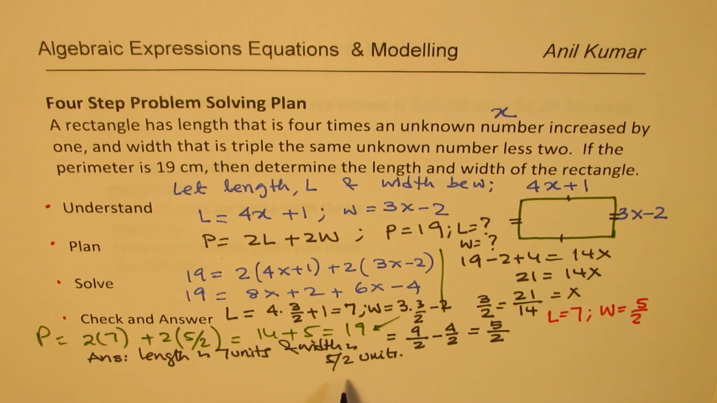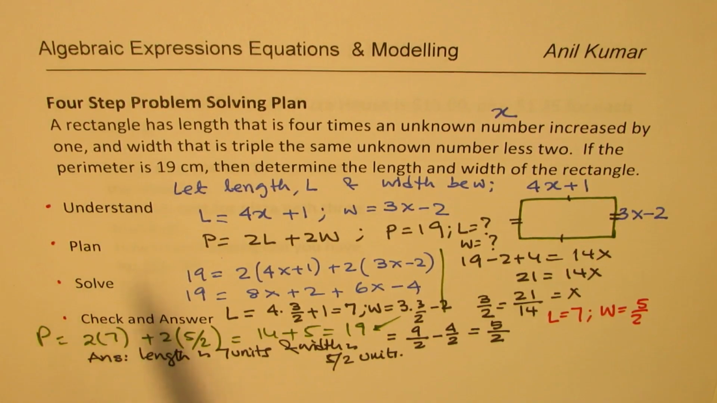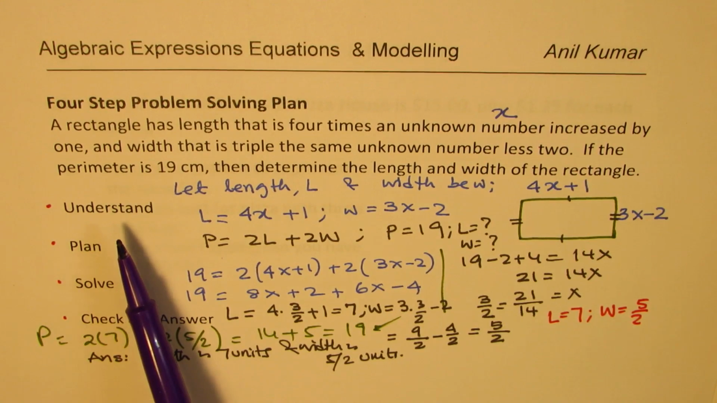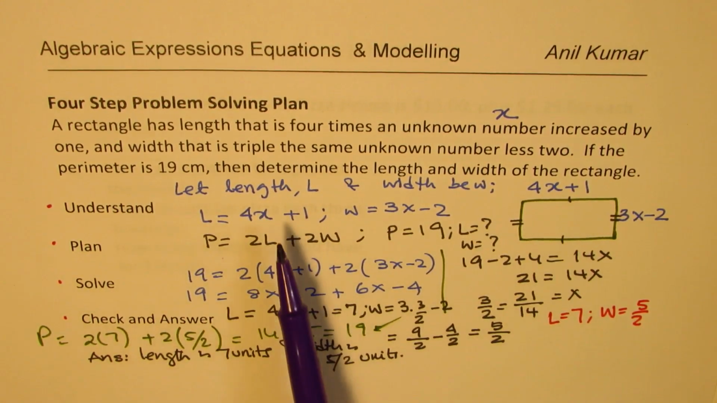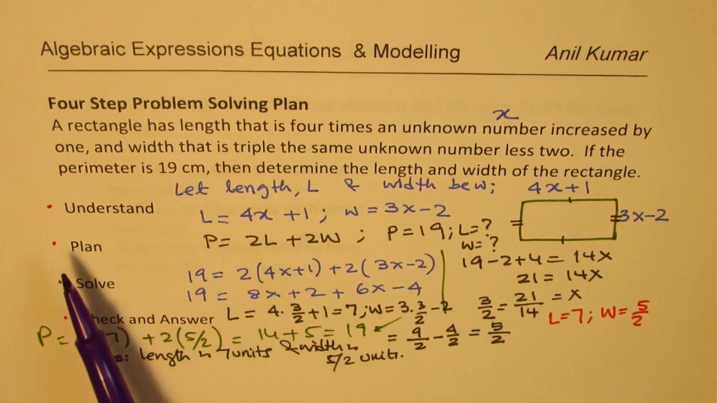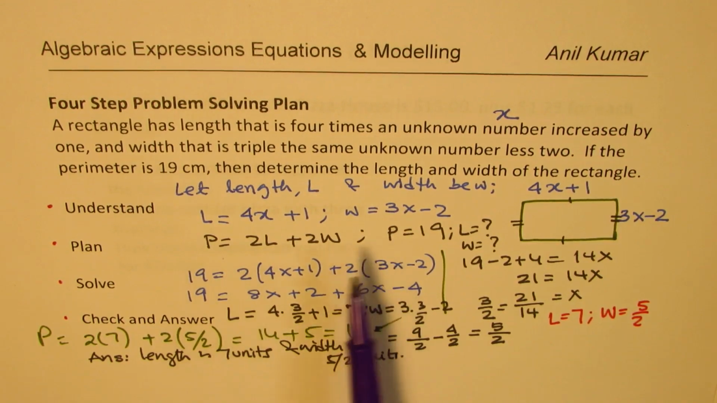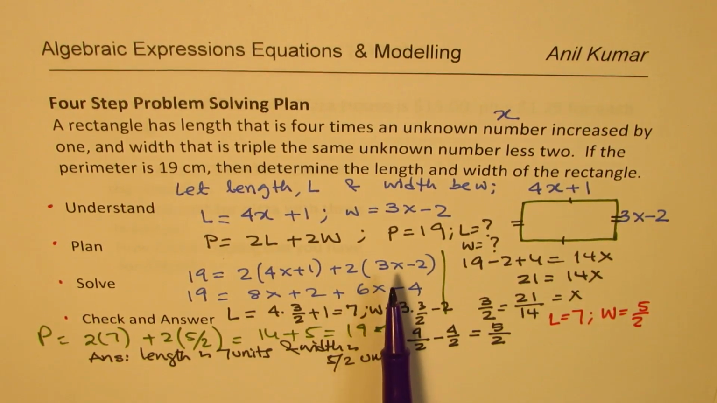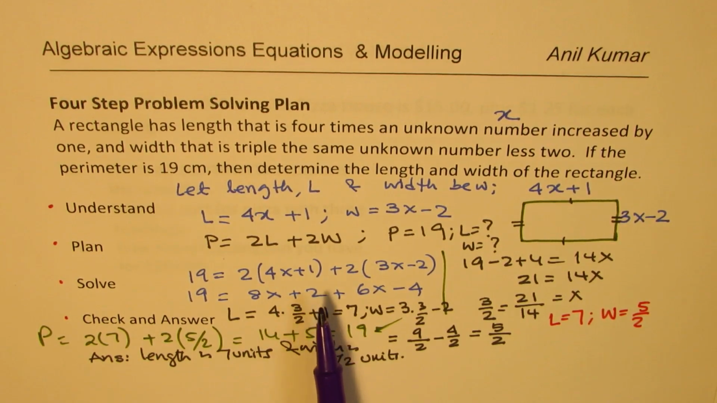So let us recall. We are actually solving a problem by 4-step method. First step is to understand the problem, which involves defining variables, making a sketch, and writing our equation. Then when we plan it, we plan to see which method to use to solve. Then we actually solve the problem. After getting the solution, it is very important to check the solution and then write down the answer.